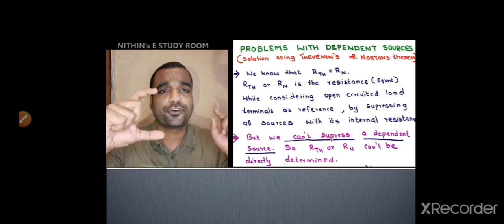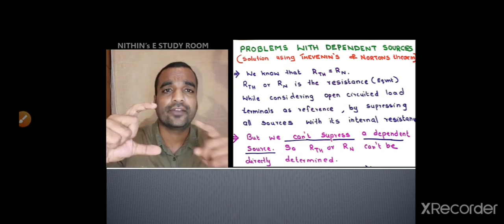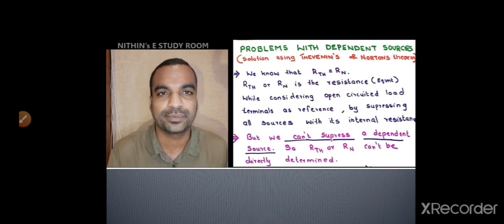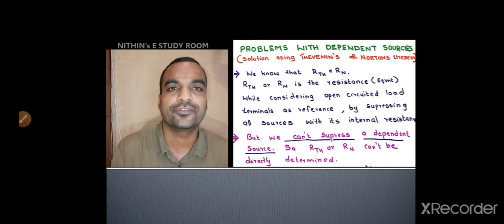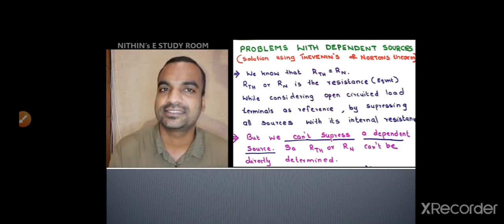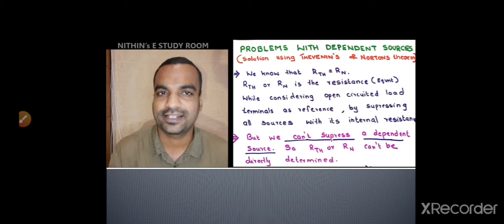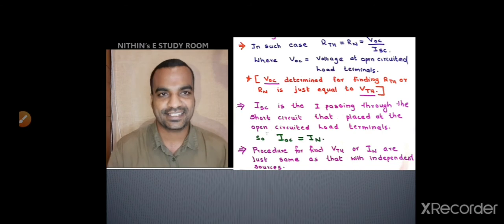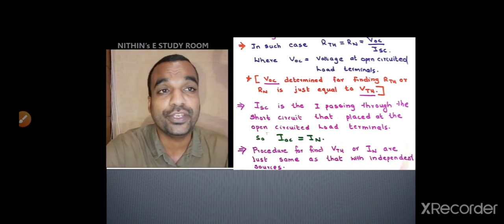So for finding the equivalent resistance in another way, I want the voltage across these terminals and the current through these terminals. This voltage and current will give the resistance. Resistance is nothing but voltage by current. So in such a case, RThevenin or RN is equal to VOC by ISC.